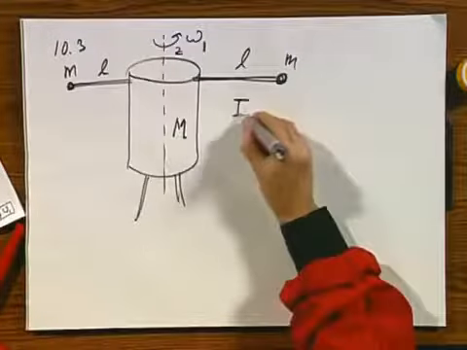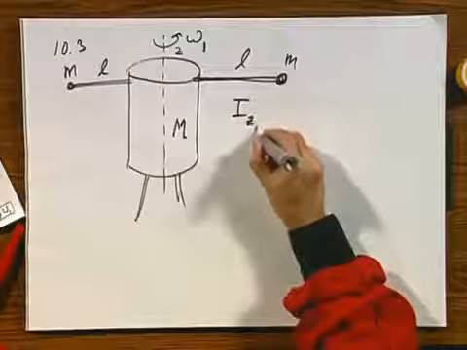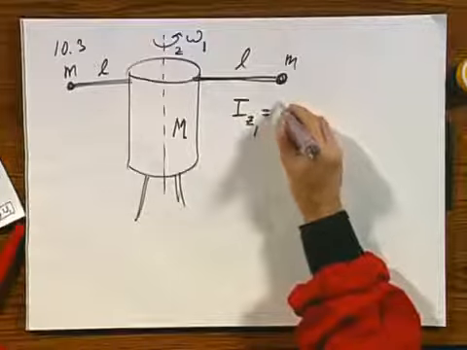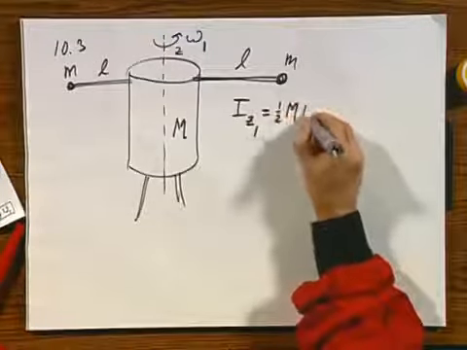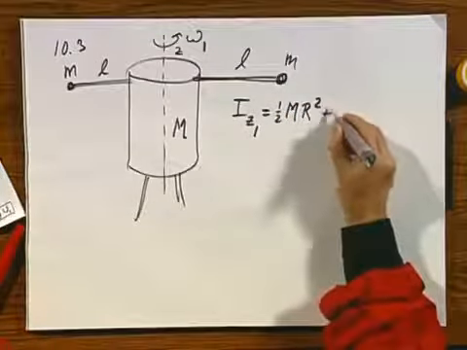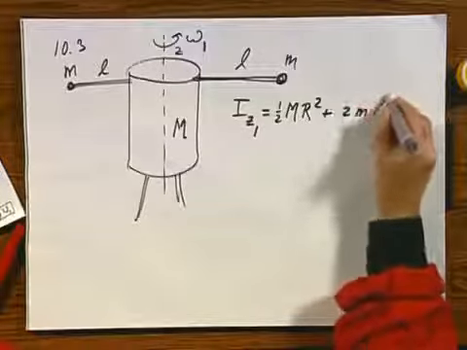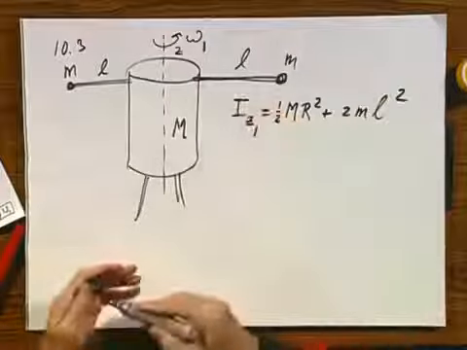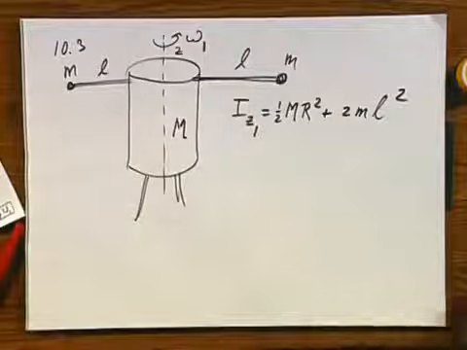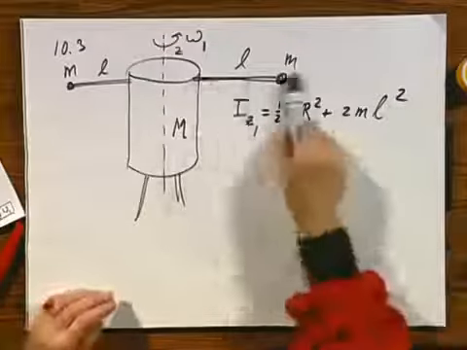The moment of inertia about the axis z in position 1 equals 1/2 mr squared, which is the moment of inertia of the cylinder, plus 2mL squared, whereby this is obviously the additional moment of inertia due to these two arms.